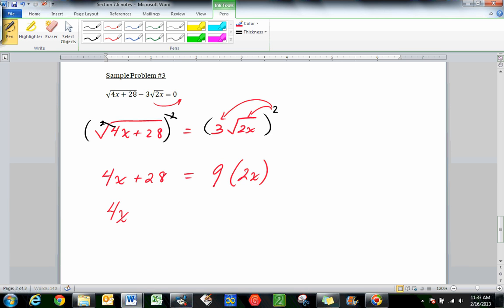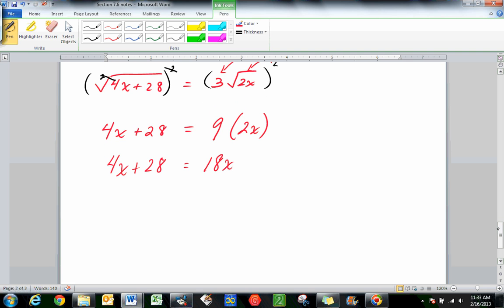And now I can simply solve from here, so I'll need to multiply the 9 times the 2, and then get my x's on the same side, so I'm going to subtract 4x from both sides and then solve for x. So x equals 2. Okay, so that ends our lecture on solving radical equations. You realize we can also do this with rational exponents, and all the skills that you've learned in previous lectures will come in handy here.